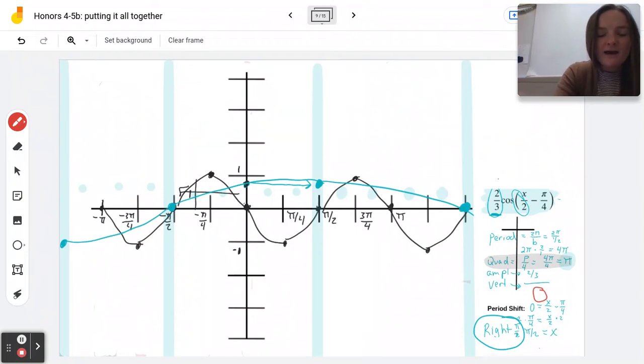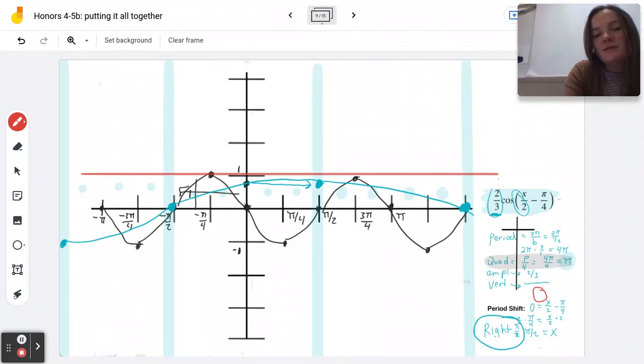Okay, so our black graph is listed here. The only difference between the black graph and the red graph is that the black graph is on the x-axis and the red graph has a new midline. The red graph is going to have a new midline at 1 because it got shifted up 1. From there, the red graph is going to be the exact same as the black graph. We just need to shift all the points up 1.